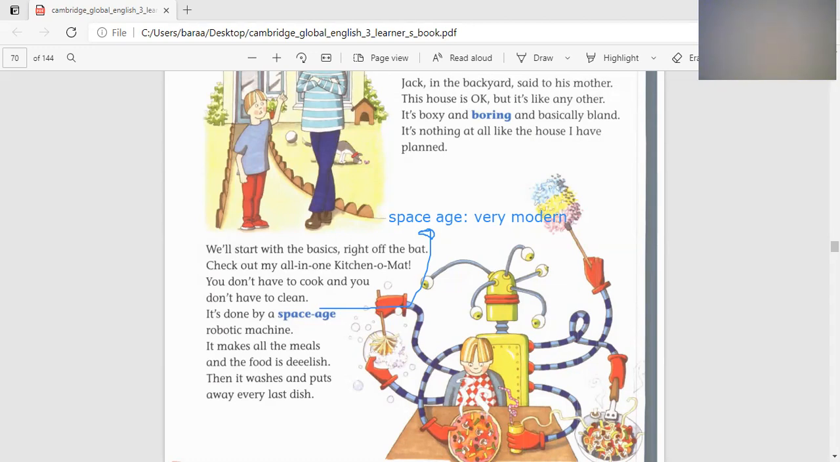So the robotic machine makes all the meals and the food is delicious. Then it washes and puts away every last dish. Masha Allah, it's creative. And Jack is so clever. He's thinking out of the box, which means that he is not a normal boy.